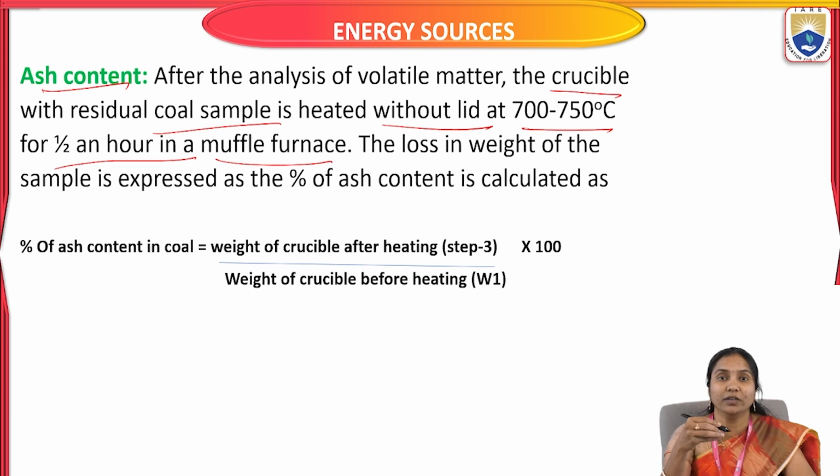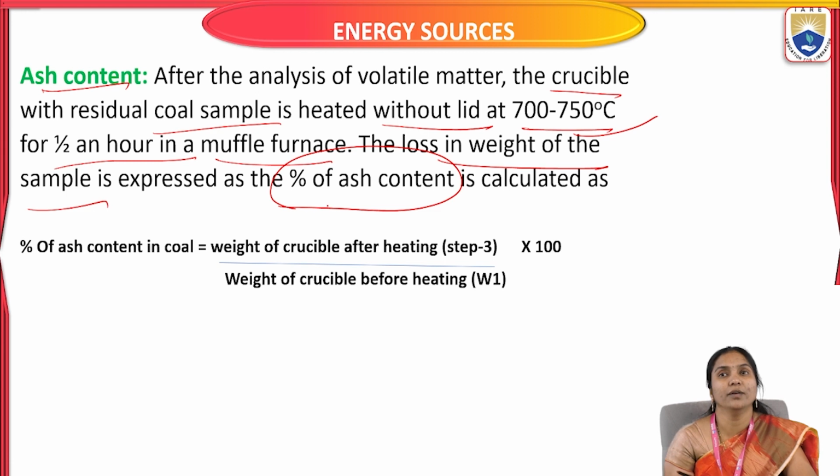In volatile matter, we covered with the lid, but in this ash content, we remove that lid. After completing the volatile matter, the crucible with residual coal sample, without the lid, is heated in an electrical or muffle furnace, maintaining a temperature range of 700 to 750 degrees centigrade for half an hour. In this case also, we observe the loss in weight of the coal sample, and that is expressed as the percentage of ash content present in the coal sample.